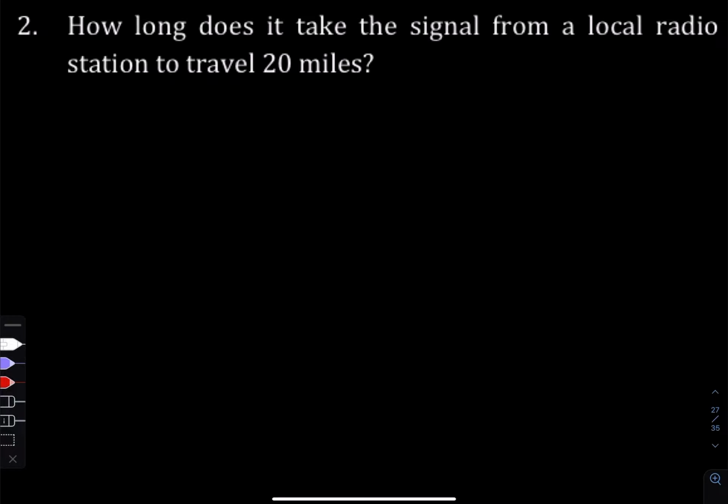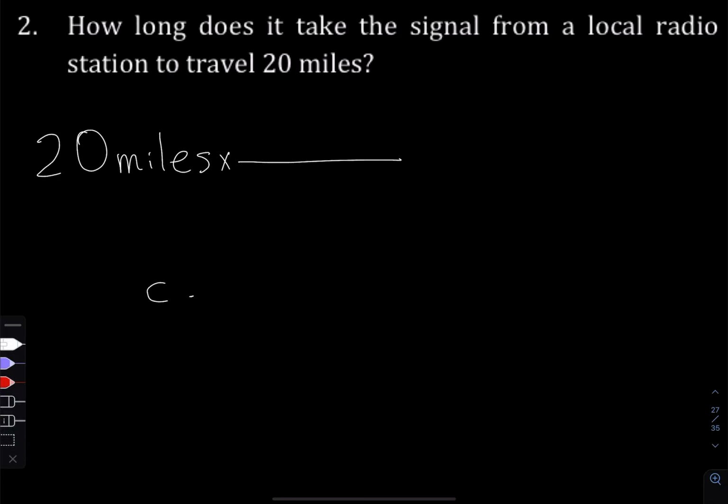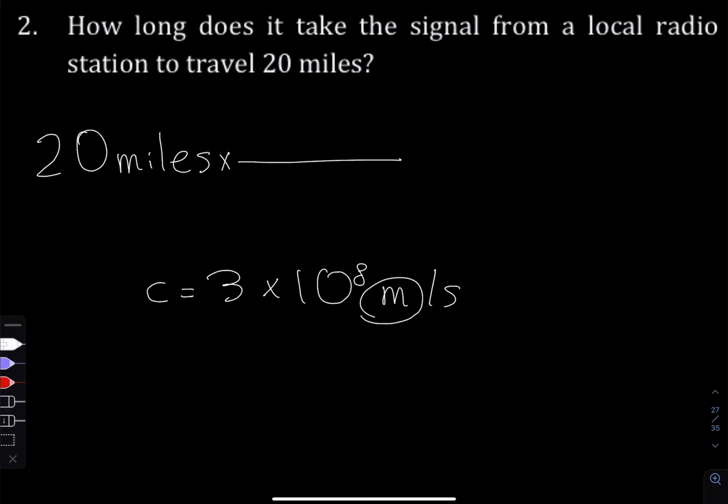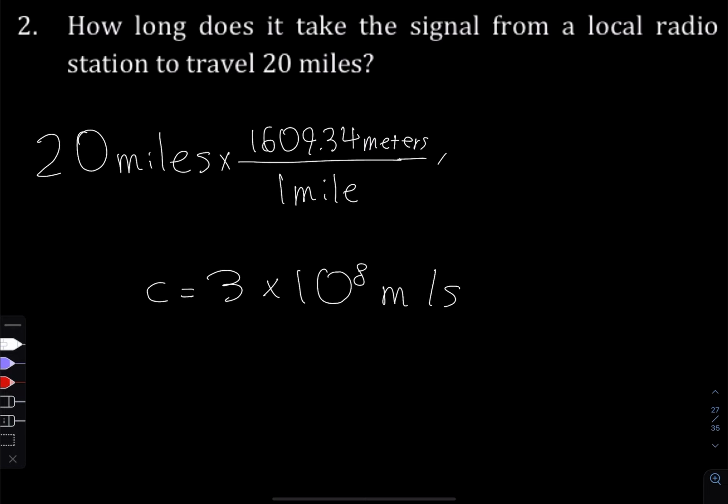So we're trying to travel 20 miles. Now we want to use meters, because that's the usual unit for physics, and our speed of light is in meters, so we don't want to use miles. A mile is 1,609.34 meters. Now we're trying to get time, because they're asking how long it takes.